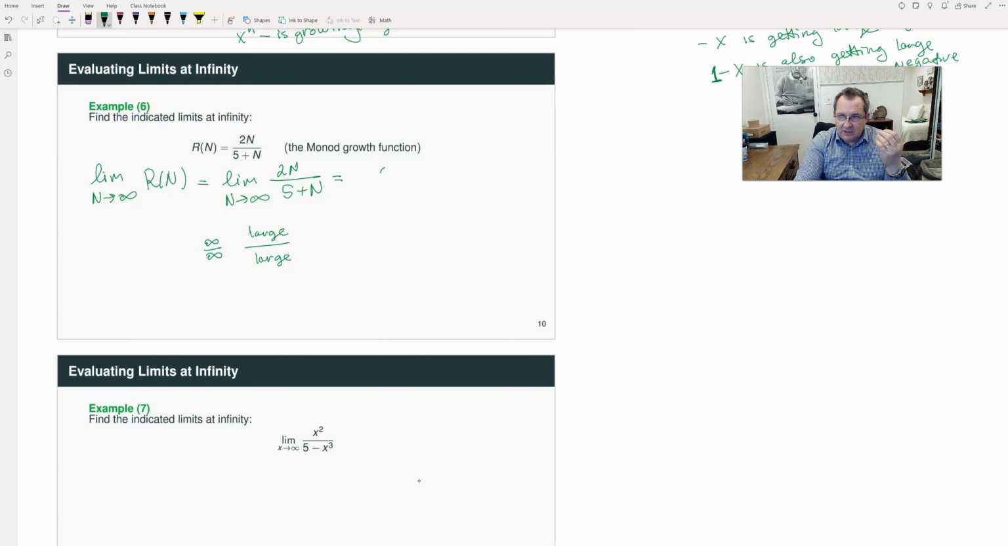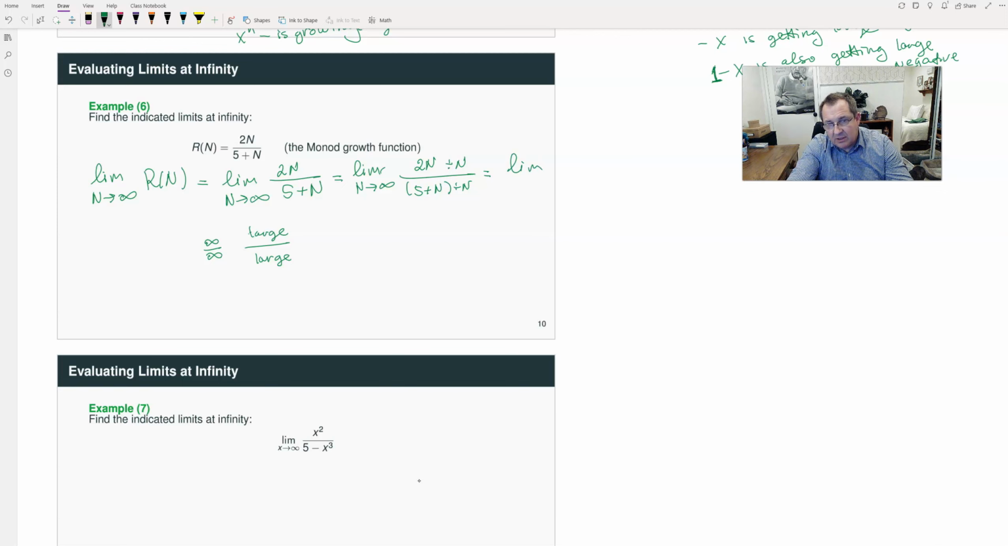So if we have an indeterminate form, our goal is to rewrite the expression so it becomes determinate. A typical trick is to divide by a power of n. In this case, dividing by n could be appropriate. So let us give it a try. What we're going to do is take the 2n and divide it by n, and we will take 5 plus n and we will also divide it by n.